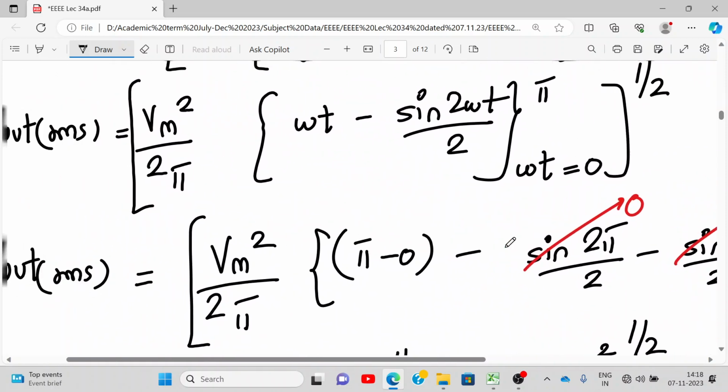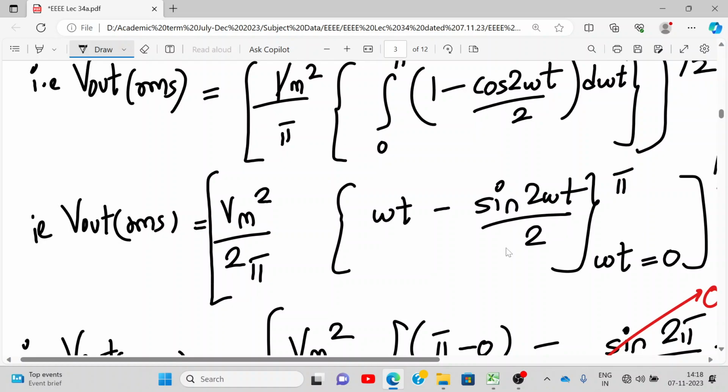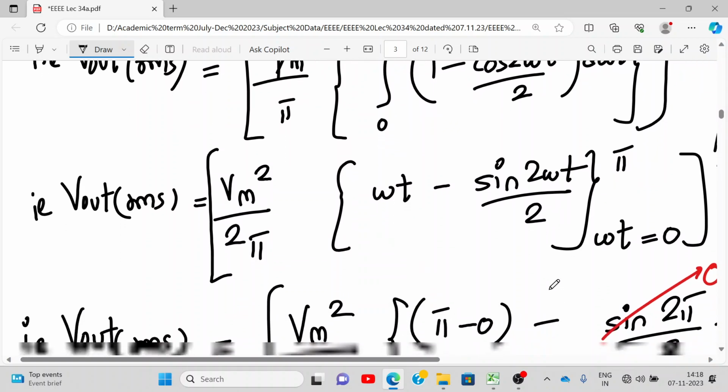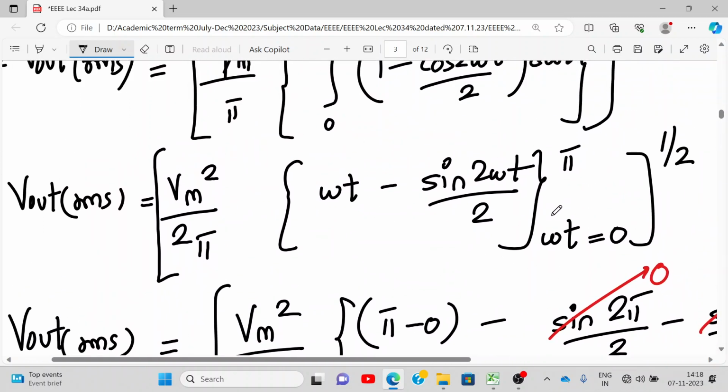It should be by 4, right? Yeah, it should be by 4. Because, yeah. Okay, yeah. We only took 2 outside. So that's why it's sine 2 omega t by 2. That's correct. Okay. Now here we substitute omega t going from 0 to pi.